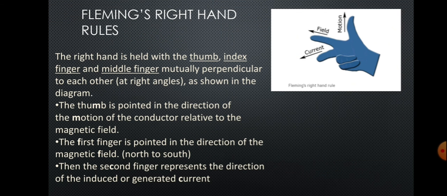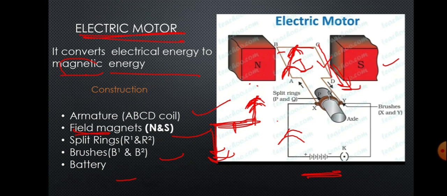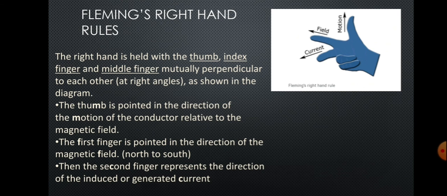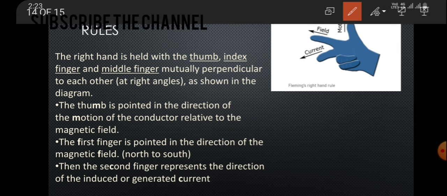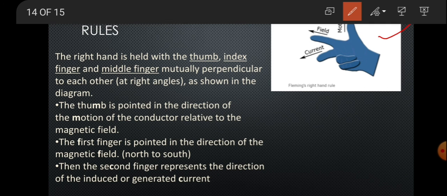Next is Fleming's right hand rule. If we stretch our right hand with the fingers mutually perpendicular to each other, then the thumb represents the direction of motion, the first finger represents the field, and the second finger represents the current.